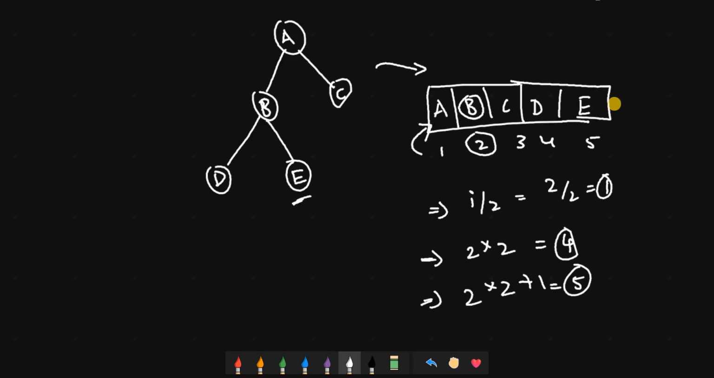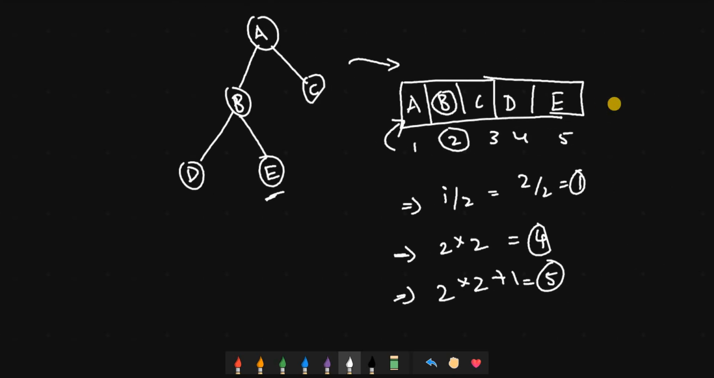I hope you understood this heap, what a maximum heap and minimum heap are, what a complete binary tree is, and how to represent a binary tree, meaning a complete binary tree, in arrays.